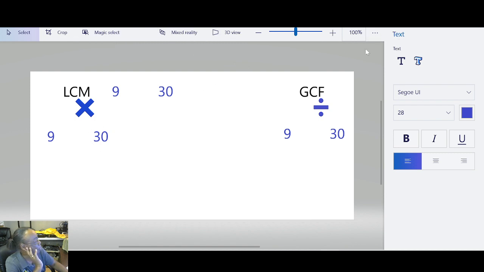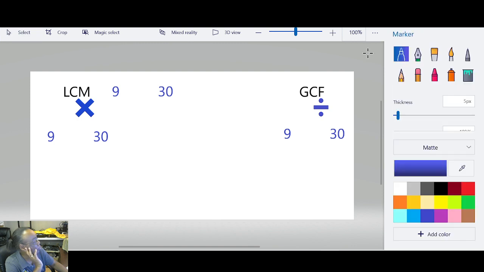Let me get a pencil here. Where are my pencils? There we go.